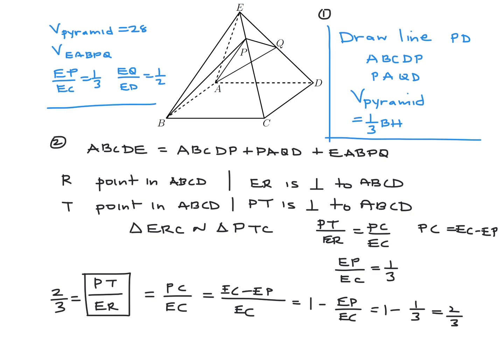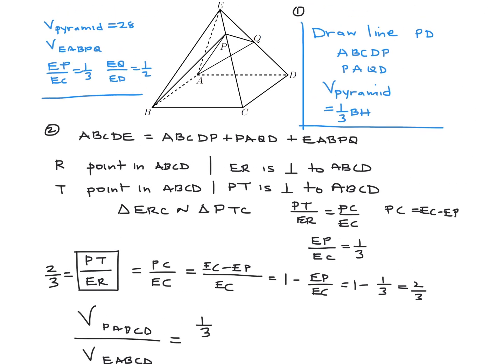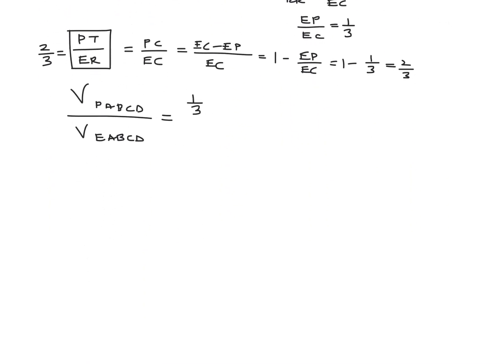Very important. And then therefore, the volume of PABCD over the volume of EABCD is the volume formula, I should say. The same base with different heights. 1/3 base height 1 over 1/3 base height 2. And then the bases and the 1/3 cancel, so you just get H1 over H2. And then we have the PT over ER, which is 2 over 3.